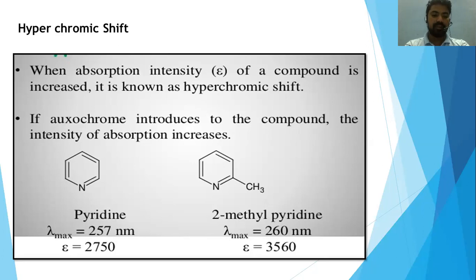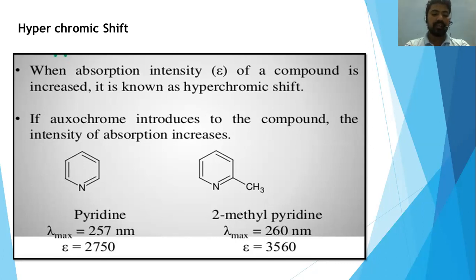Let us have an example. Pyridine is a six-membered heterocyclic aromatic compound containing a nitrogen atom in it. We have also studied the chemical and physical properties of pyridine in heterocyclic compounds. Here, pyridine undergoes a π to π star electron transition, showing a band at a lambda max value equal to 257 nanometers.